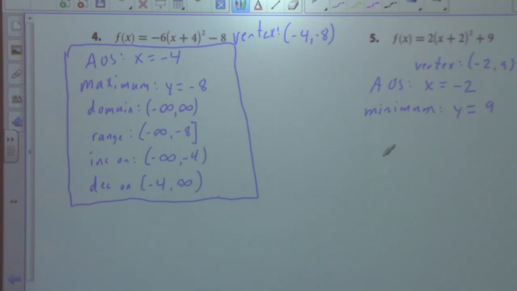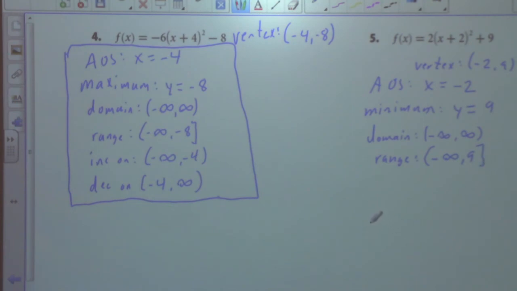So let's keep on going here. What's our domain going to be? Negative infinity, positive infinity. And what is our range going to be? Negative infinity and 9. Like that? Yes. All right.